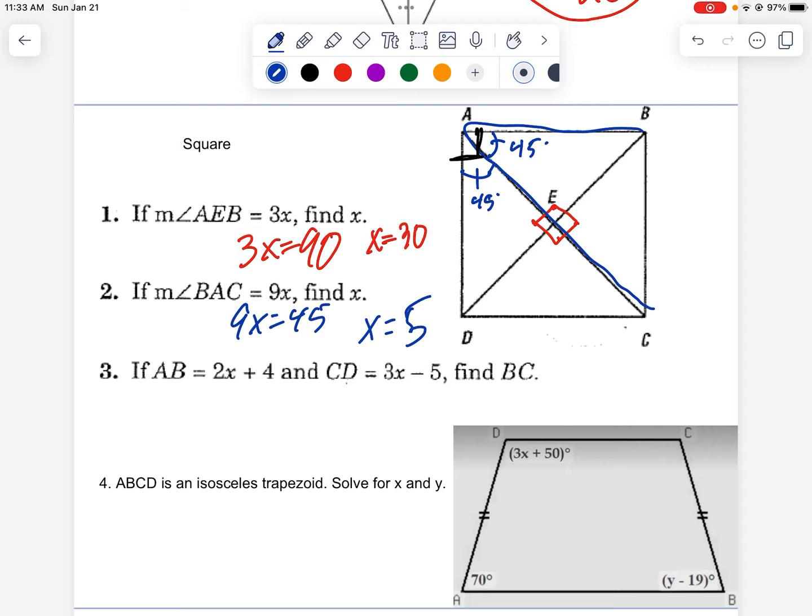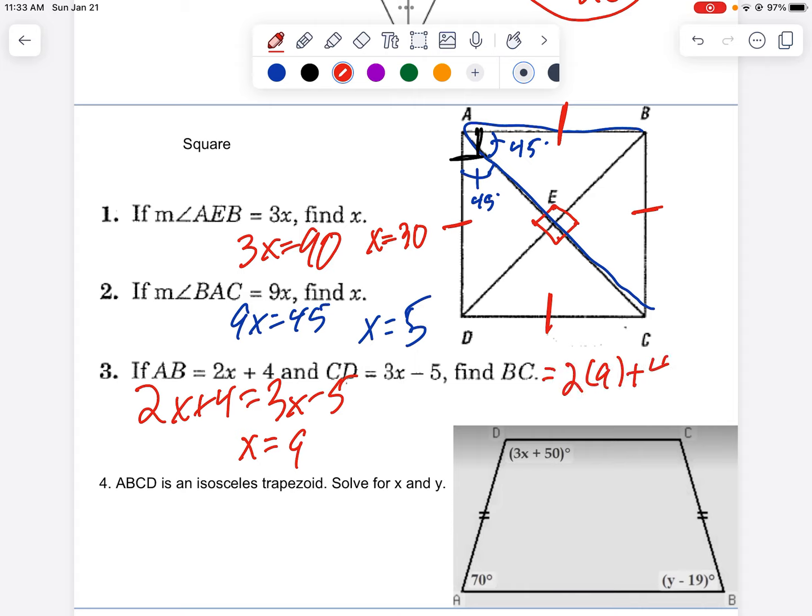All right. Next one, let's look at AB, which is right here, and CD, which is down there. Find BC, which is right here. Hey, all the sides are the same, so all I do is set 2x plus 4 equal to 3x minus 5. And you get x equals 9. Find BC, but I don't have an equation for BC. That's all right. All 4 sides are the same, so pick one and plug it in. I'll just do the 2 times 9 plus 4 gives me an answer of 22.